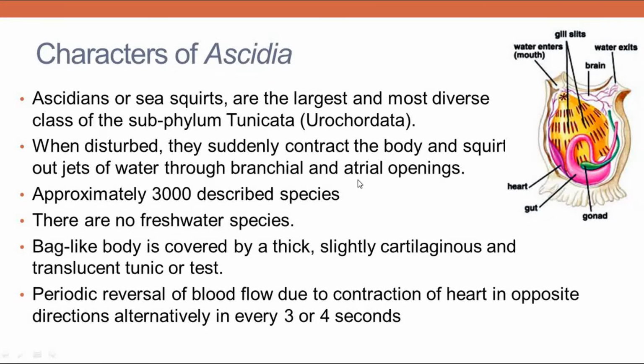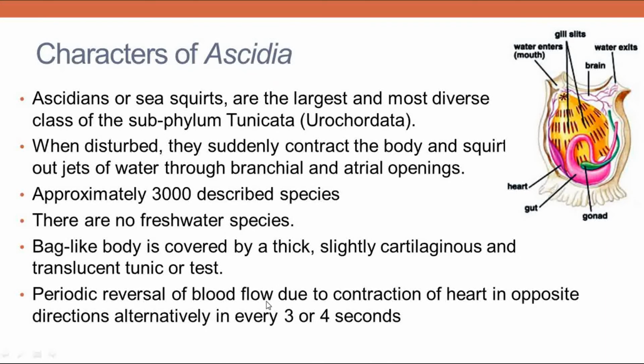Then about the number of species, or the diversity of the Ascidia: approximately 3,000 described species come under the class Ascidia. There are no freshwater species. The bag-like body is covered by a thick, slightly cartilaginous and translucent tunic or tusk.